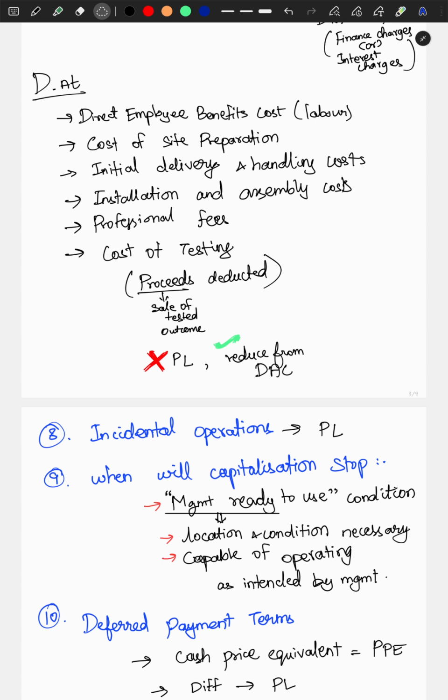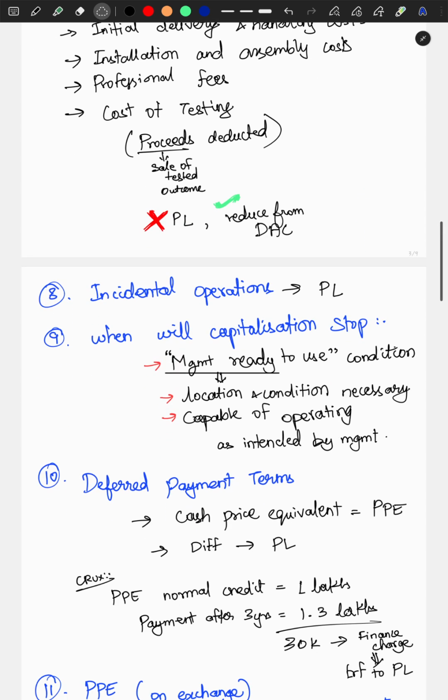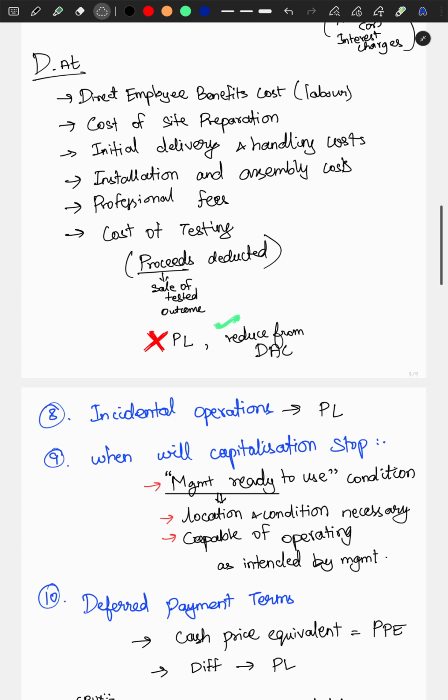In case of cost of testing, after testing, if any products are sold from the tested outcome, then that should be deducted from the directly attributable cost. It should not be recognized in P&L as income. It has to be reduced from the directly attributable cost. Then incidental operations, whatever happened, will be transferred to P&L only after the recognition.